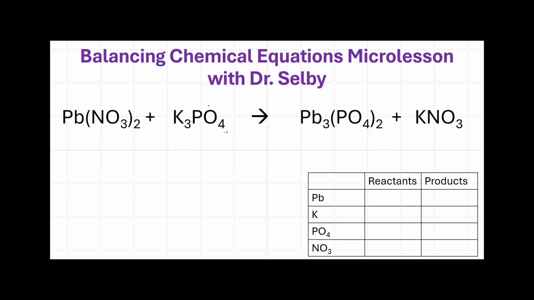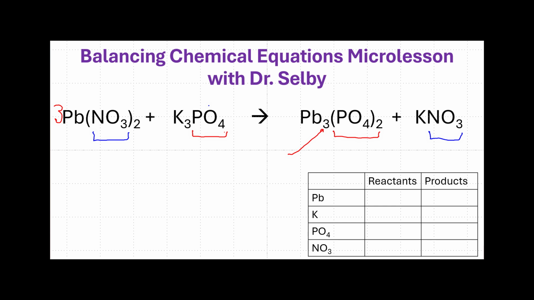We have a phosphate group in the reactants and a phosphate group in the products, so we're going to leave those phosphates grouped together. And we also have a nitrate group in the reactants and a nitrate group in the products, so we're going to keep those together. Where should I start here? I think I'm going to start with this lead. There's a 3, so there's 3 leads in the product. So I'm just going to try putting a 3 here.